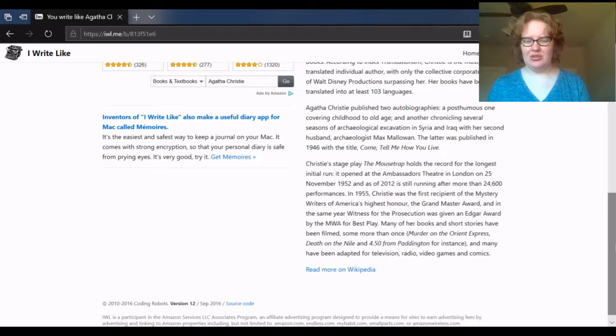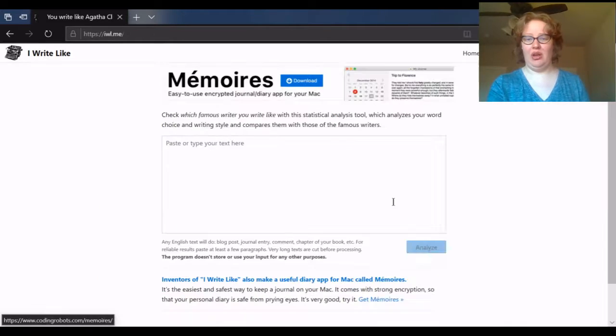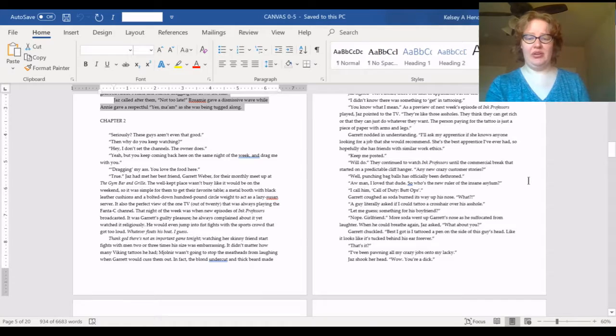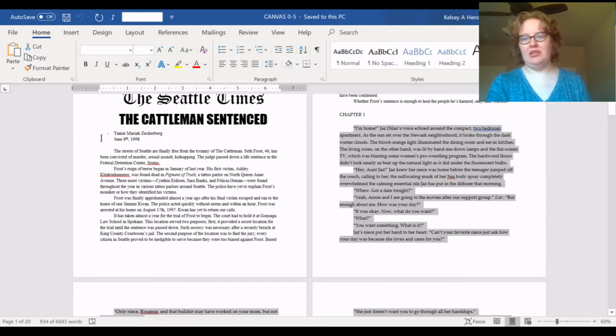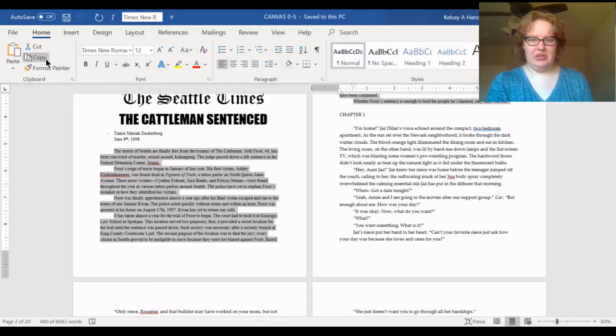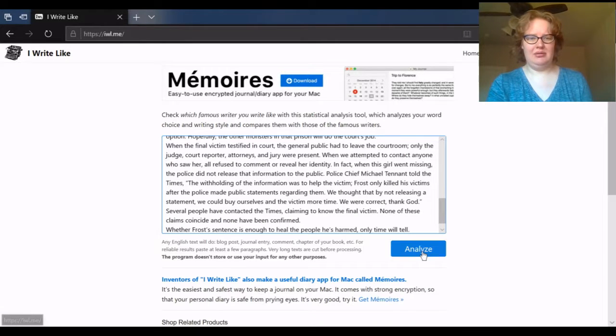Many of her books and short stories have been filmed, some more than once: Murder on the Orient Express, Death on the Nile, and 4.50 from Paddington, for instance, and many have been adapted for television, radio, video games, and comics. Did anybody see Kenneth Branagh's version of Murder on the Orient Express? I did. It was okay, but I'm sorry, Kenneth, you're not David Suchet. I'm sorry.